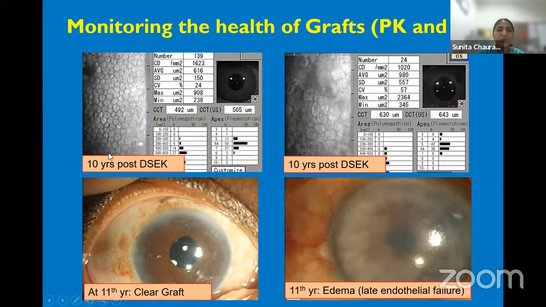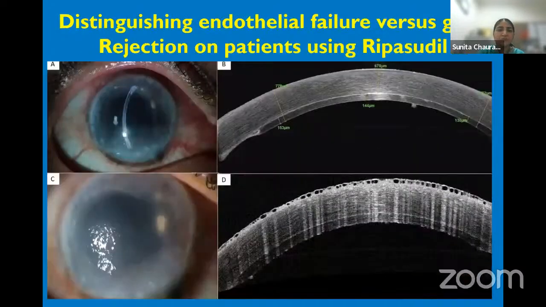Now, this is one patient who had a DSEK done 10 years ago, and this is the morphology of the eye. And this is another patient who had DSEK surgery 10 years ago. Now we can see how bad the endothelium is in the second patient versus the first eye. The first patient did well, and at the 11th year the graft is clear, but the second patient was expected to have a late donor failure, and this is how he landed at the 11th year. So serial monitoring of the endothelium in grafted eyes is really important.